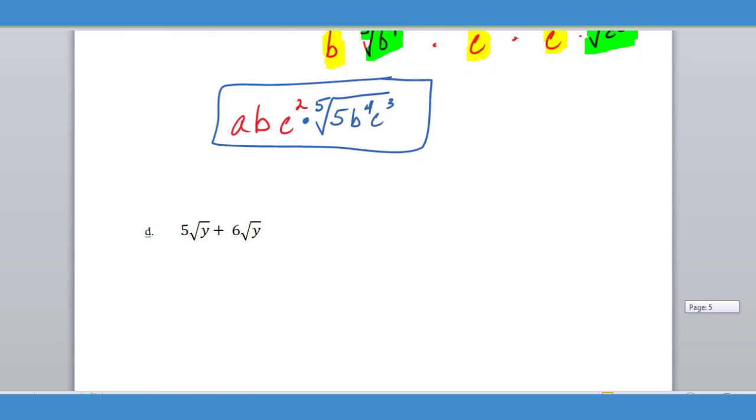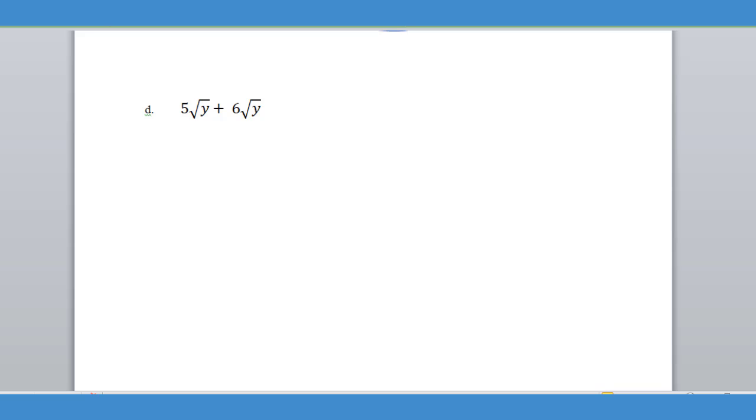And then finally, the last one is just a simplification problem, except this time we have a radical that has a variable in it. And so this doesn't change. These are still considered like terms, and this ends up actually being a very easy problem just by adding the coefficients. Alright, and there's your examples of some more challenging simplification problems dealing with radicals.